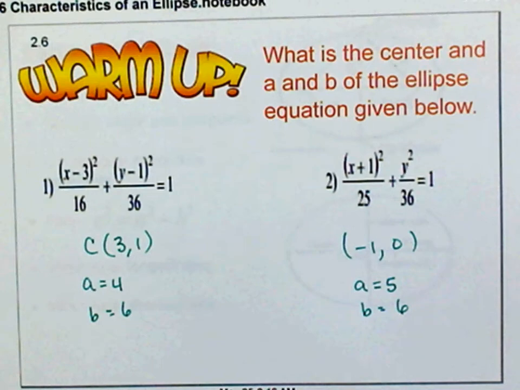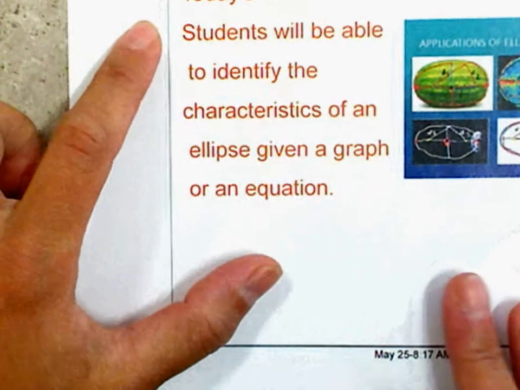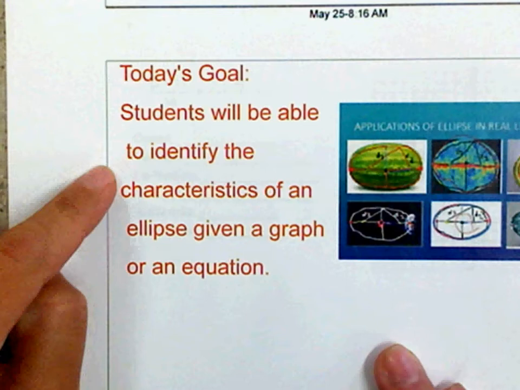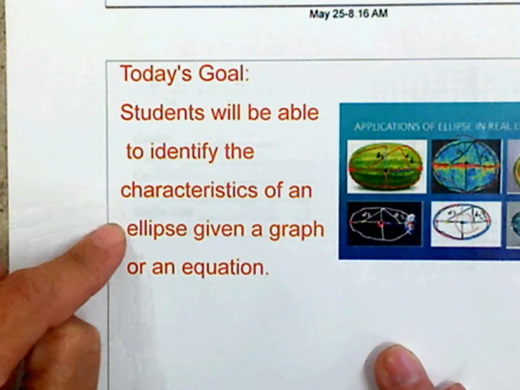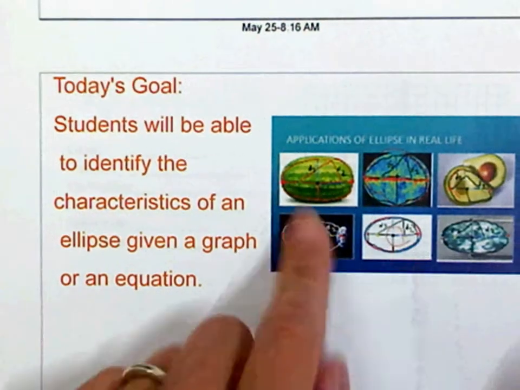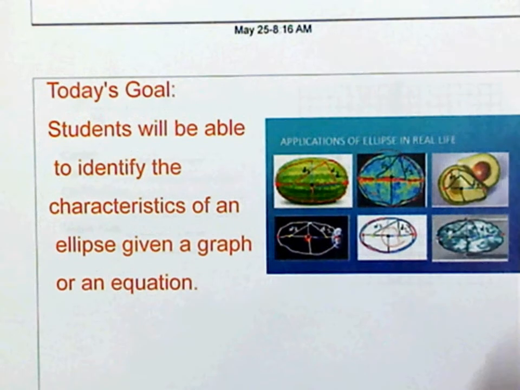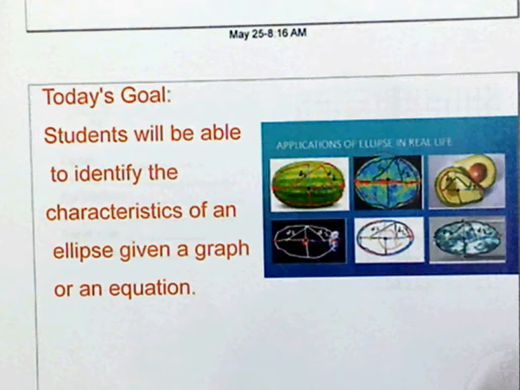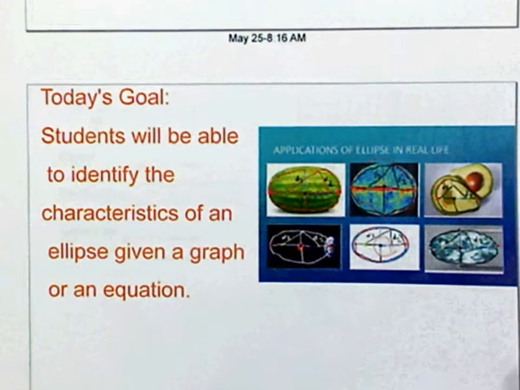Okay, let's look at our goals for today. Today's goal, students will be able to identify the characteristics of an ellipse given a graph and an equation, okay? So as you can see, all the things that have the shape of an ellipse, it's used more than even a circle. All right. Okay, so here's parts of an ellipse.